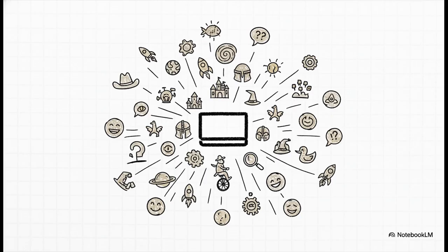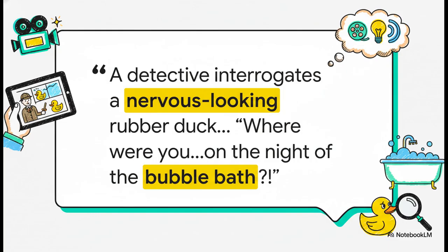But here's where it gets really fun. That middle step, describe it, that's where all the magic happens. The level of detail, the specific style, even the sheer absurdity of your idea. It's a completely blank canvas. You can get as whimsical as you want. I mean, take this prompt. A detective interrogates a nervous-looking rubber duck. The AI isn't just making a picture. It's being asked to understand humor, character, and even dialogue.